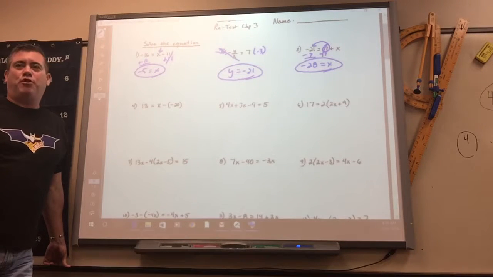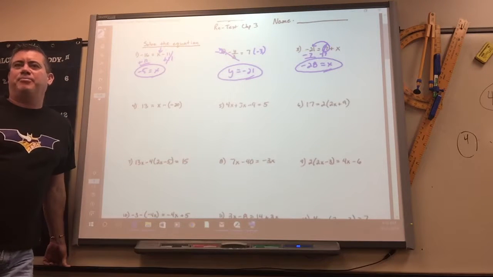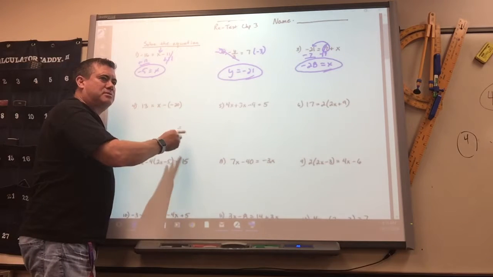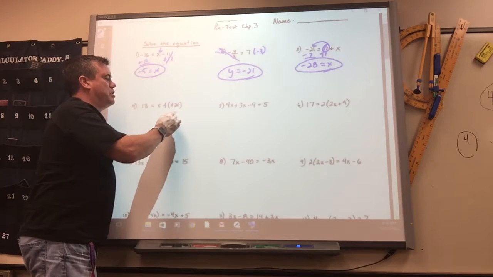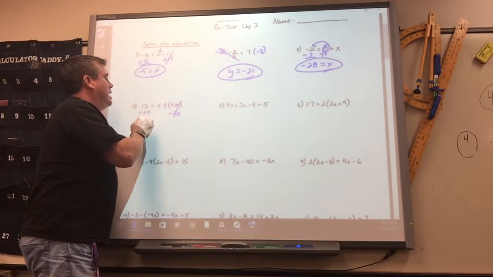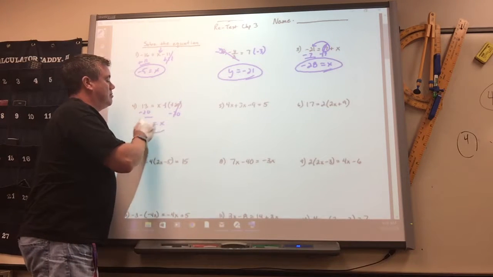Number 4, before you solve this, you got to simplify it. When there's two negatives together, what happens? They cancel. Turns to plus 20. So to get rid of a plus 20, you minus 20. And you get -7. We know this.